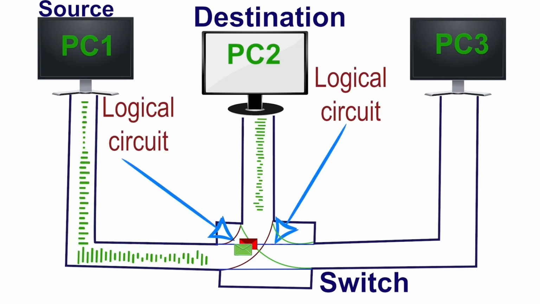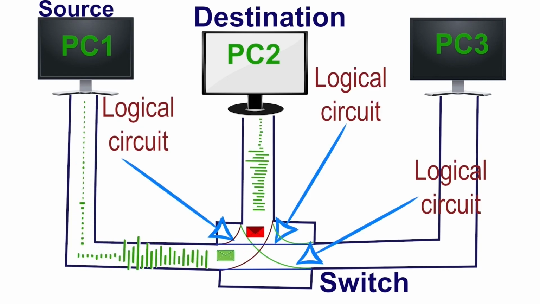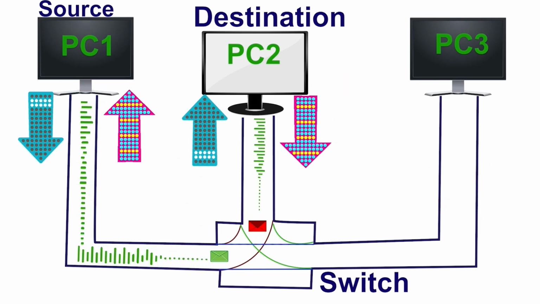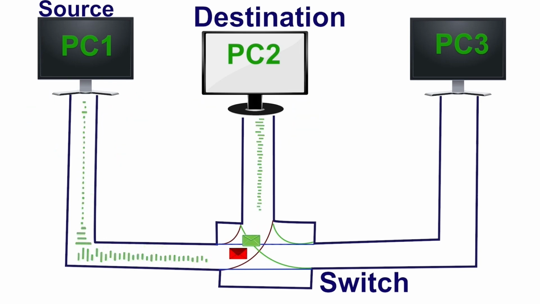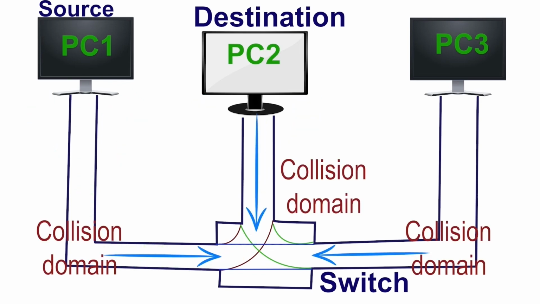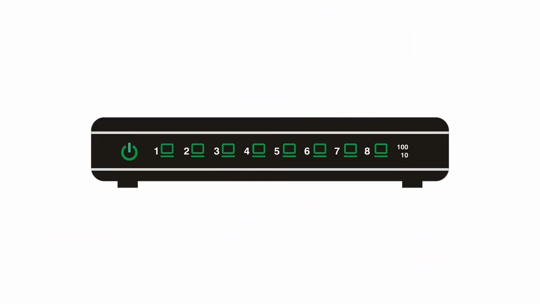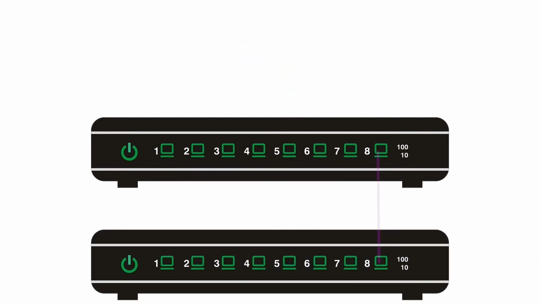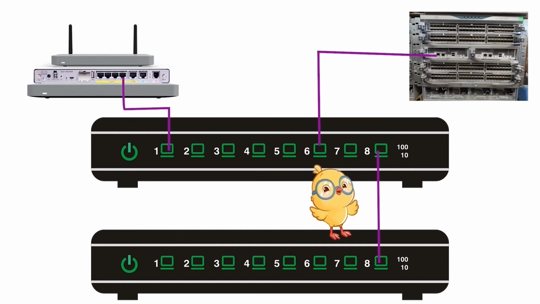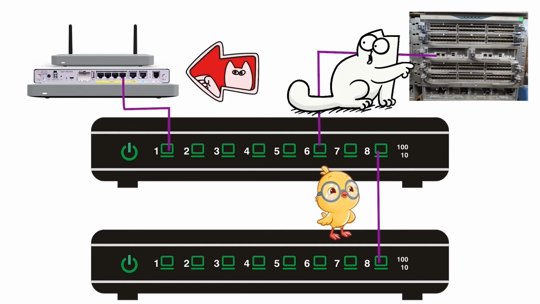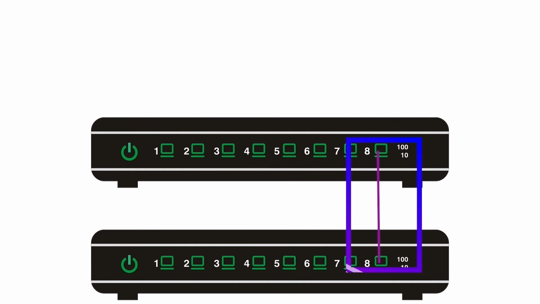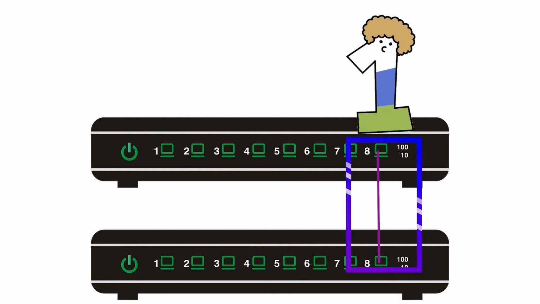An Ethernet switch creates a logical circuit between the source and destination devices. It forwards frames only from the port connected to the destination device. It works in full duplex mode. It creates a separate collision domain for each switch port. For example, an 8-port switch creates 8 collision domains. However, connecting a port to another switch or a higher-level device, such as a router or multi-layer switch, does not create a separate collision domain. Connecting 2 switches creates only a single collision domain between them.